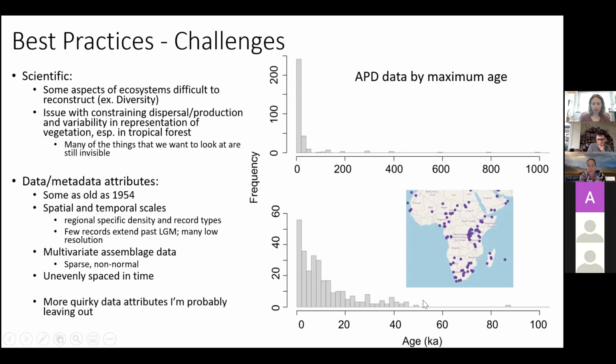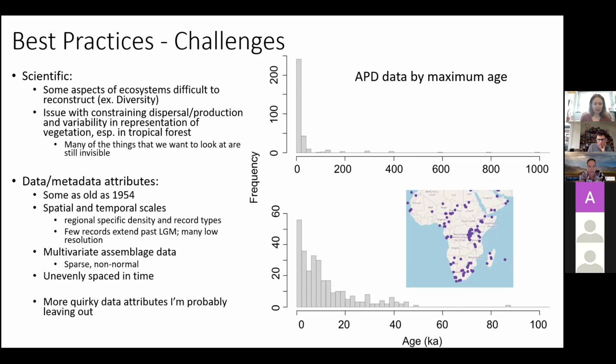And so this plot just gives you a general sense of what is the frequency of APD records by their maximum age. This is out to 1 million years, and out to 100,000 years on the bottom. Most records are younger than LGM in age, and many are relatively low resolution as well. So it's just something to take into account.